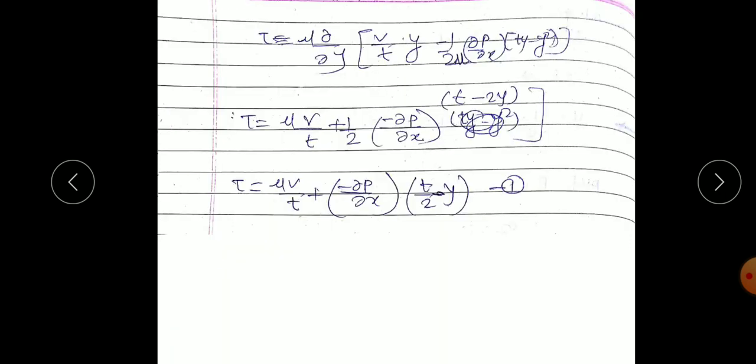So again from this equation, the shear stress also varies linearly with y. So shear stress varies linearly with the distance from the boundary. So at tau equal to 0, y equals 0.